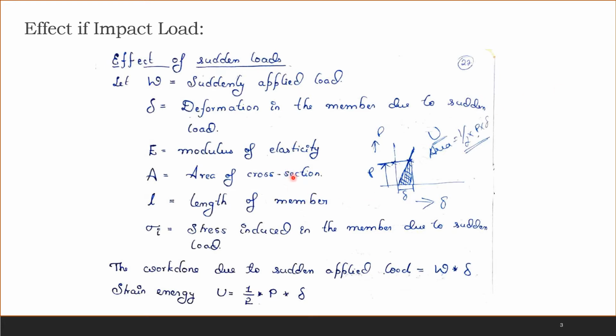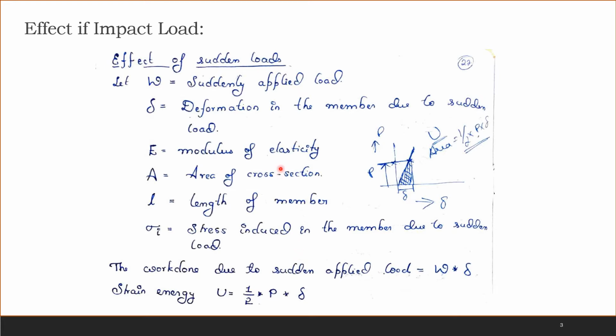All right, so what we will try to do is check the impact of instantaneous load versus gradually applied load. Let us define the variable W as the suddenly applied load, say in Newton. Delta is the total deformation due to suddenly applied load. E is modulus of elasticity, area is A, length of the member is small letter l, and sigma suffix i is the impact stress induced due to the sudden load.